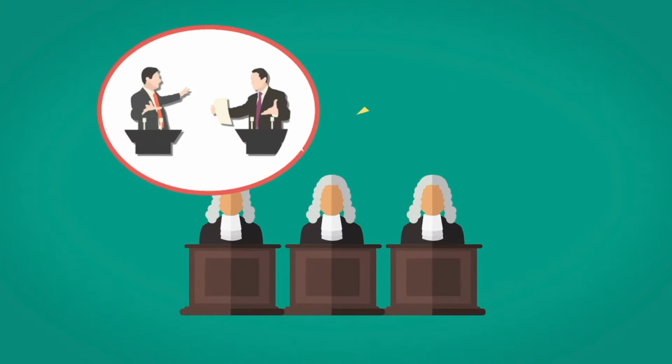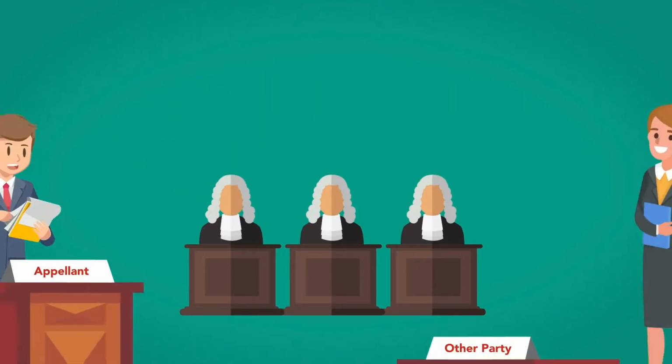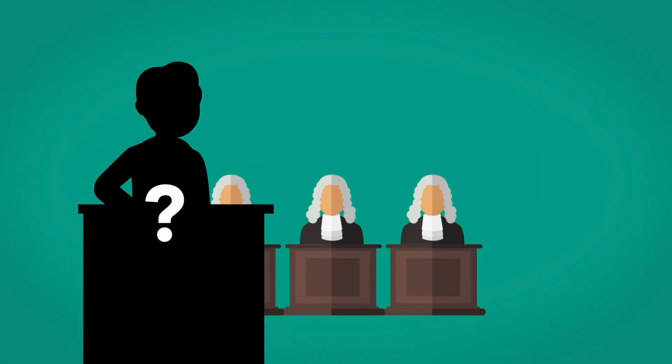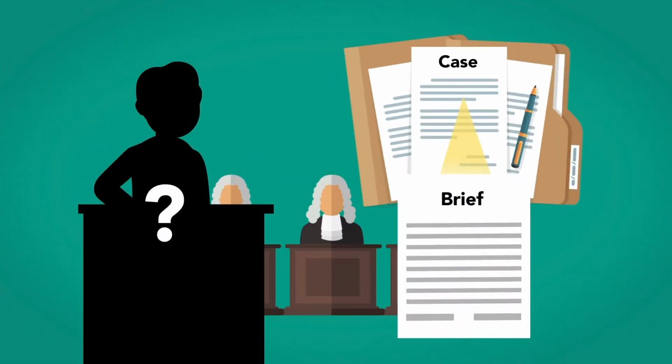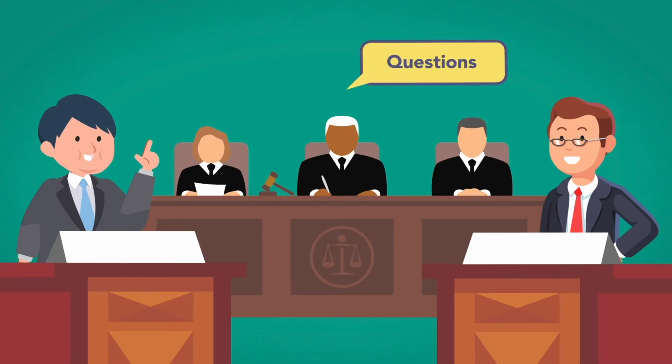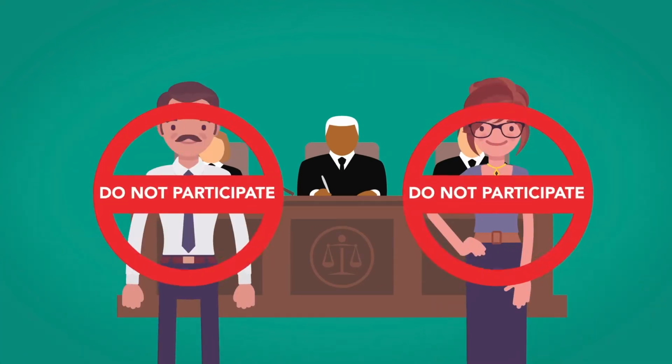If the court decides to hear oral arguments, they take place in the courtroom with the appellant starting. Any party not showing up to the argument will have its case taken on its brief. During oral argument, the judges may ask questions of the attorneys, but the parties themselves do not participate in the arguments.